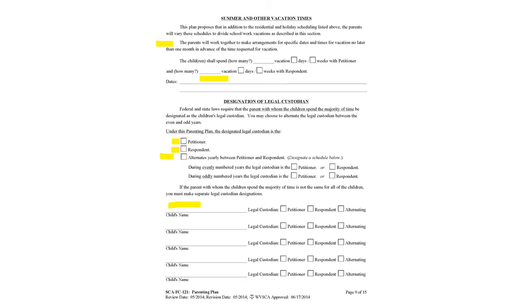If you are designated the legal custodian, you may have to execute a form to allow the other parent to claim the children if they receive tax benefits and you do not. You should consult a tax advisor in this case.